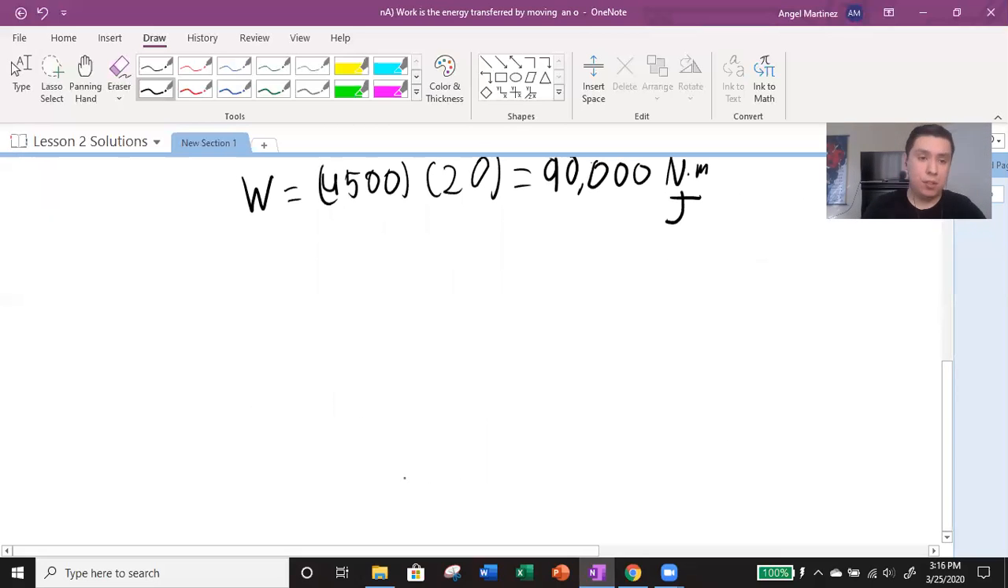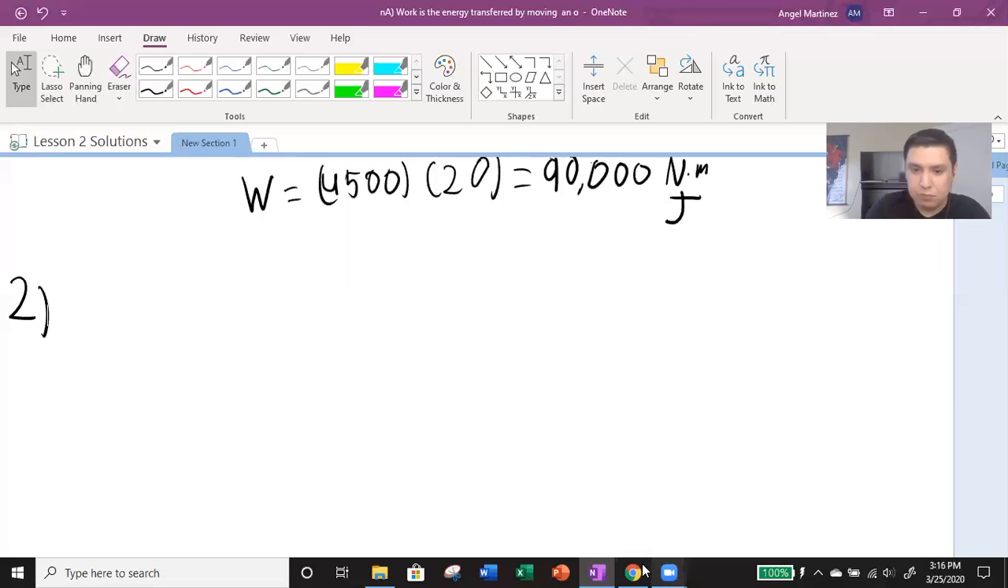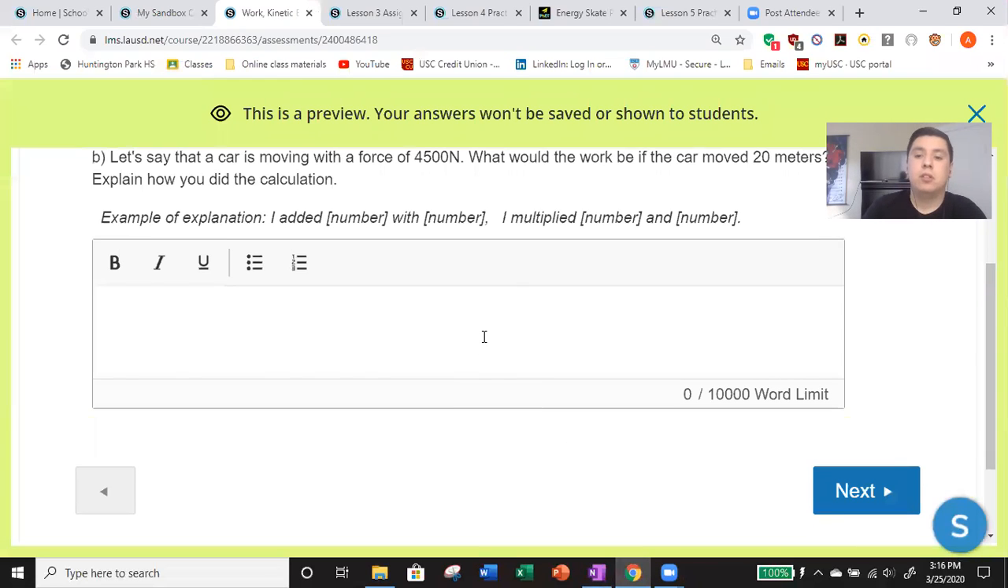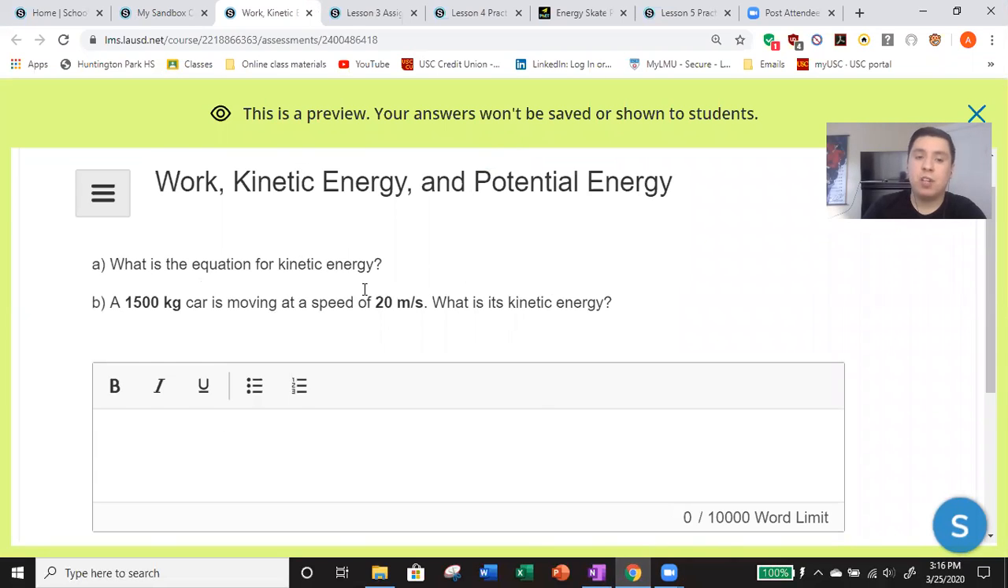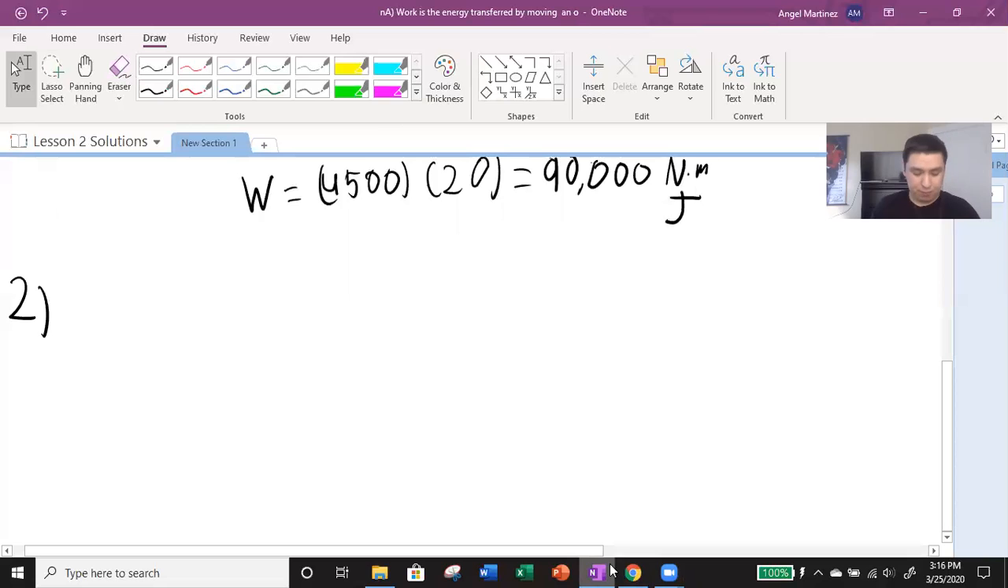Okay. So let me set up for number 2. What is the equation for kinetic energy? And then what's the kinetic energy of a 1,500 kilogram car moving at a speed of 20 meters per second? So the first one's easy. What's the equation for kinetic energy? You all should have seen that in the reading or the video.